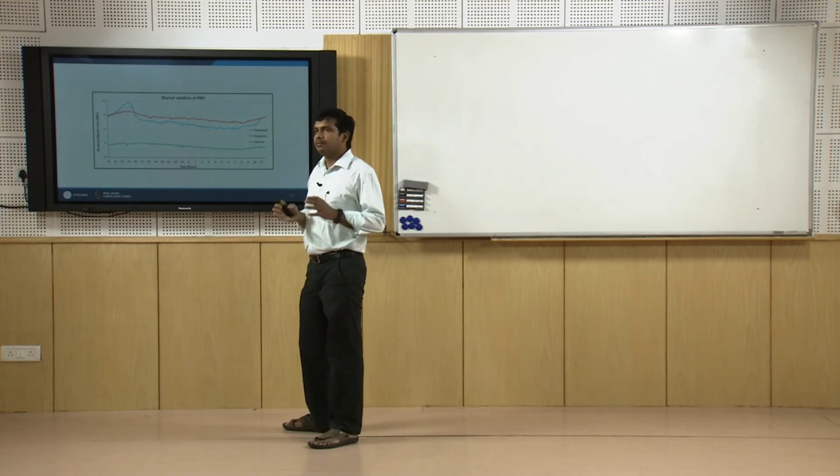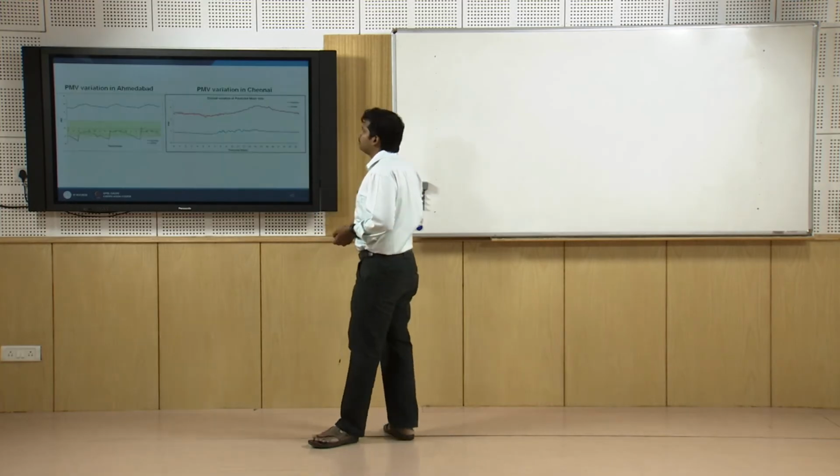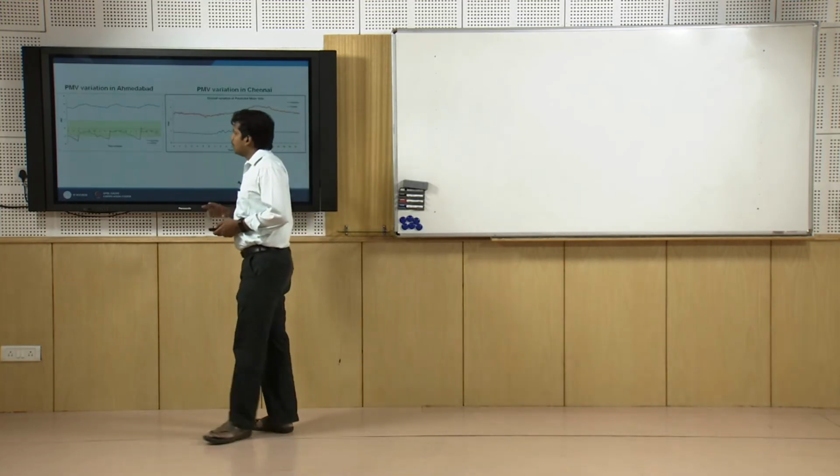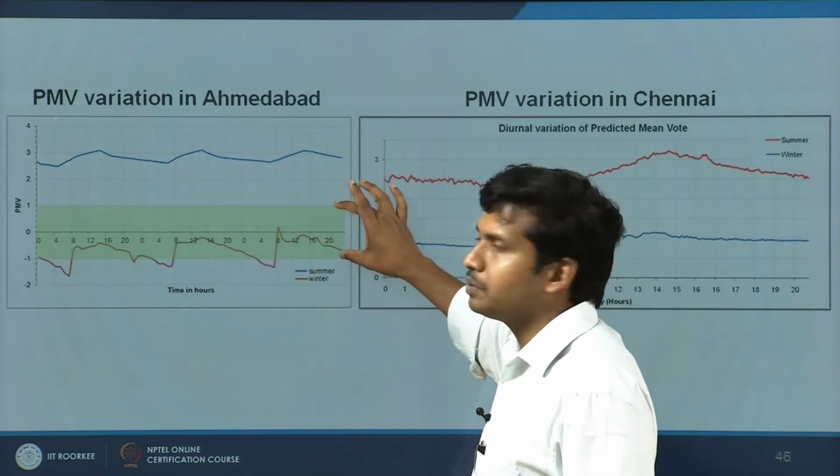As such, this is developed for European subjects. So the applicability in the Indian context is not direct, but you have to apply certain weightage factors, and you have to do field validations before applying this parameter. In the case of Ahmedabad, hot and dry climate, during summer, this is a comfort band of -1 to +1 typically.